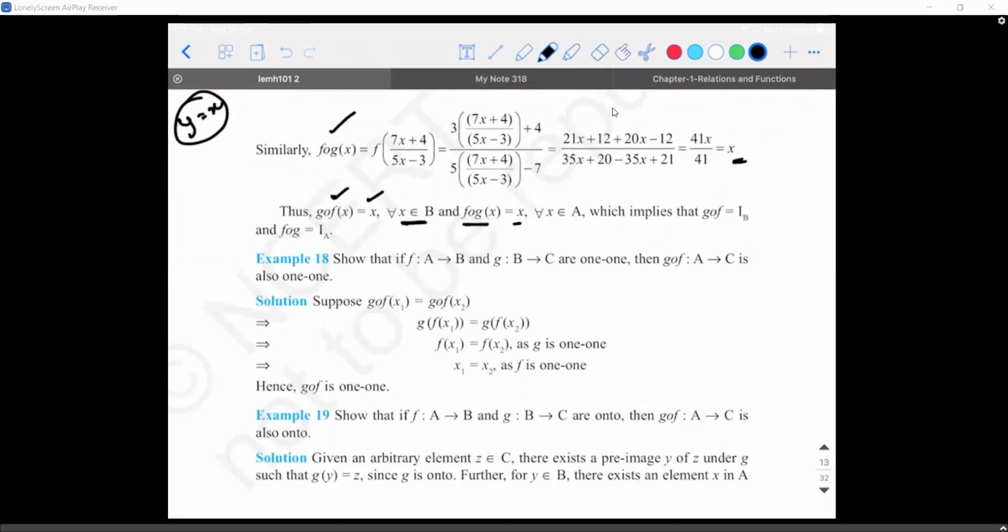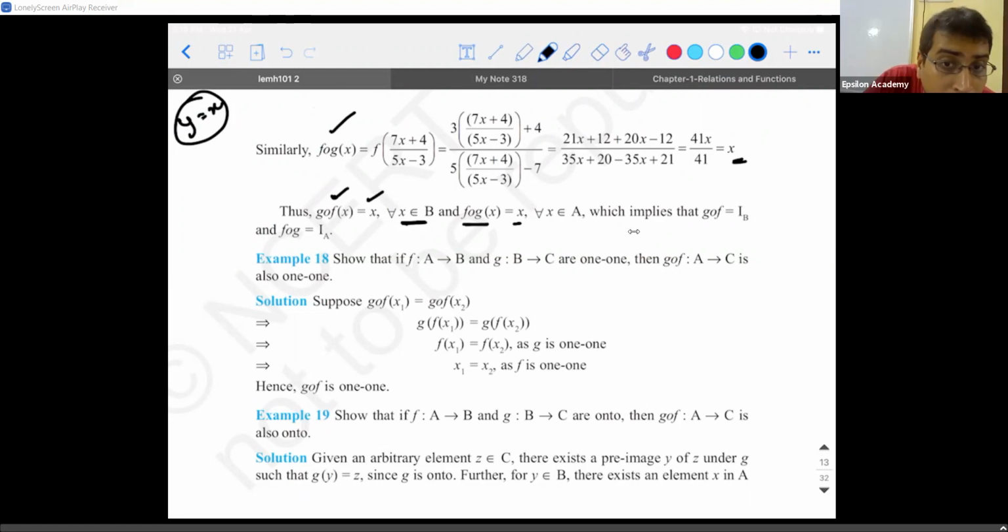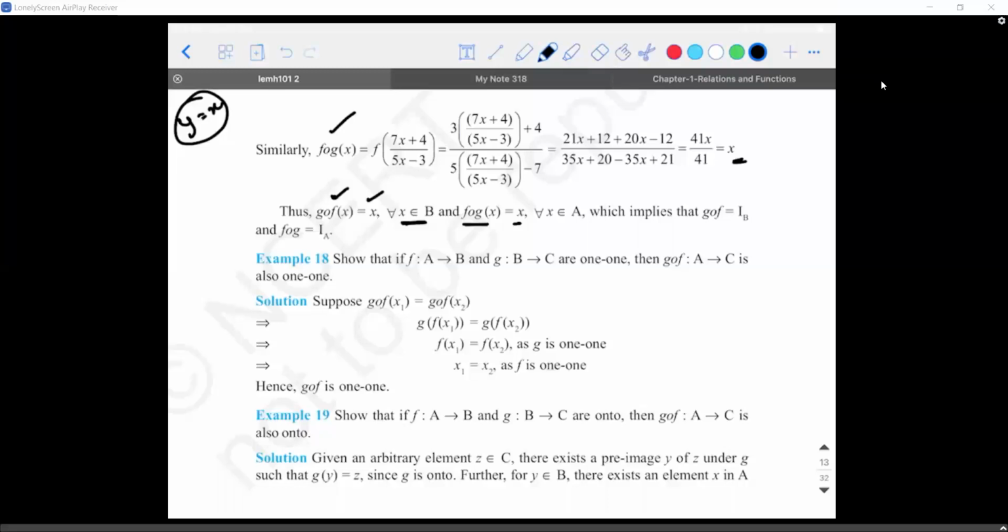Sir, can I just repeat it once? I think if you okay. Which one do you want me to repeat? The last one, that is g of f is equal to x and x belongs to B.